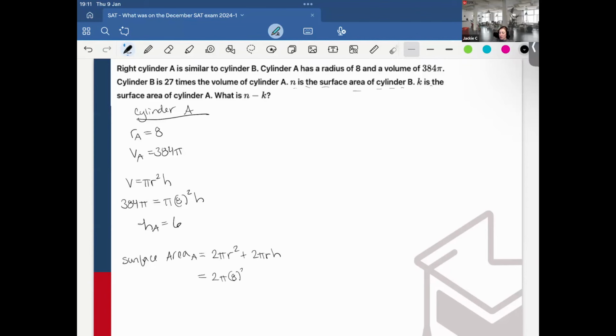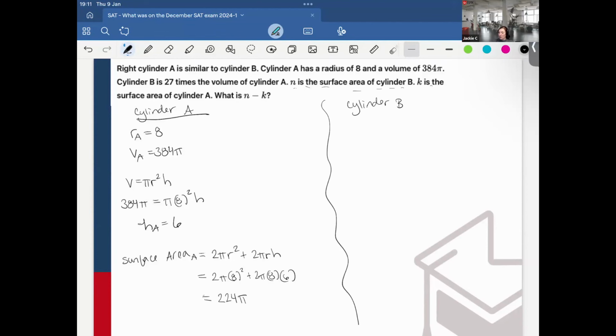It's 2 pi 8 squared plus 2 pi 8 times the height, which we established was 6. So 64 times 2. And then this is 224 pi. Okay, so I have cylinder A all figured out. Now let's handle cylinder B.